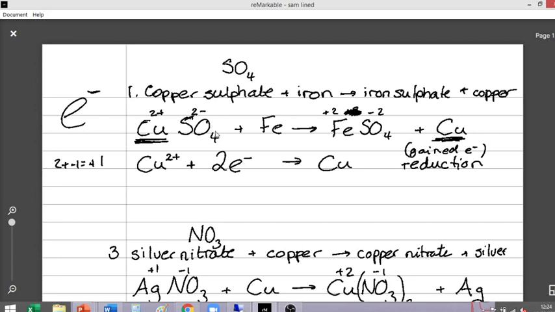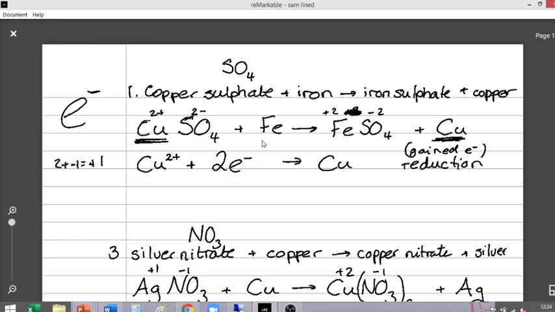The sulfate, the SO4, hasn't actually changed. It's just switched from one place to another and not changed its charge at all. So actually, I'm going to ignore that. At higher levels, we call that a spectator ion. And we do not include spectator ions in half equations or in ionic equations.